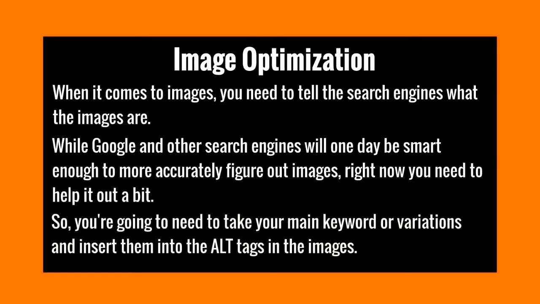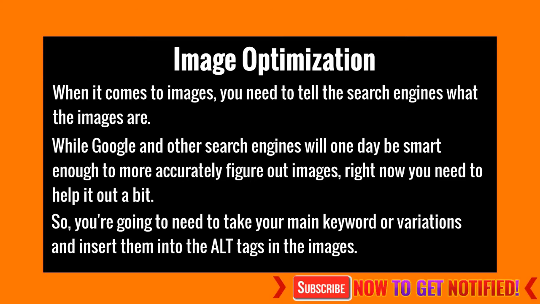So you're going to need to take your main keyword or variations of the main keyword, or even specific keywords based on the main keyword, and insert them into the alt tags in your images. If you don't know what those are right now, don't worry about it. We're going to show you in just a minute.